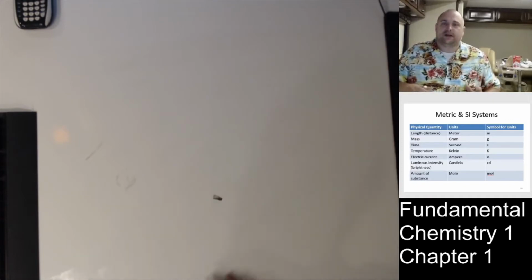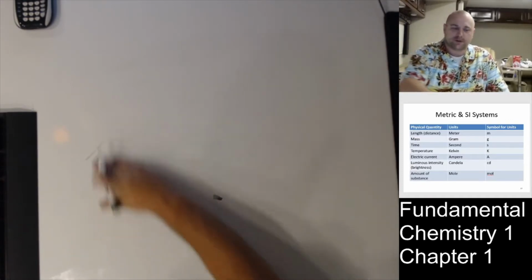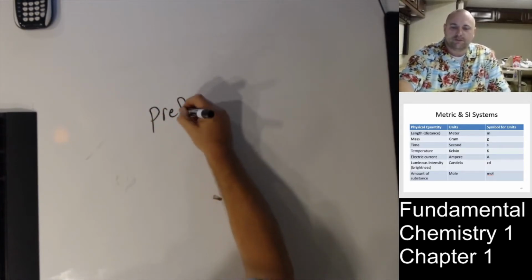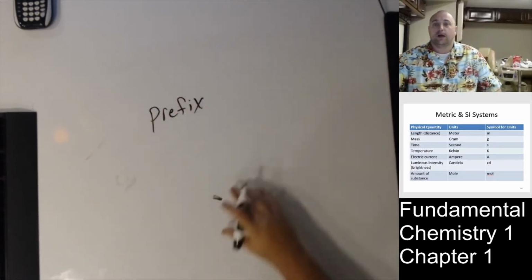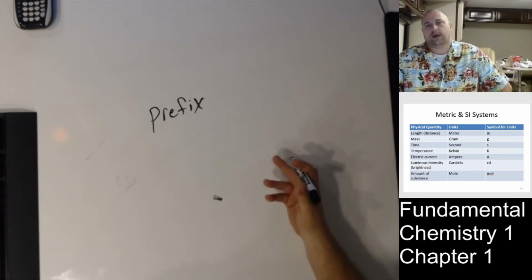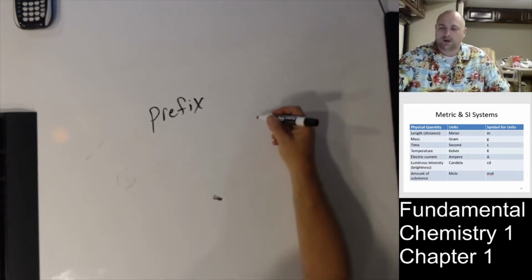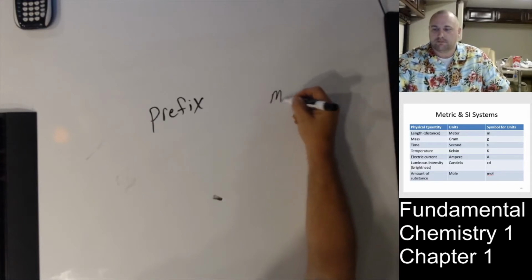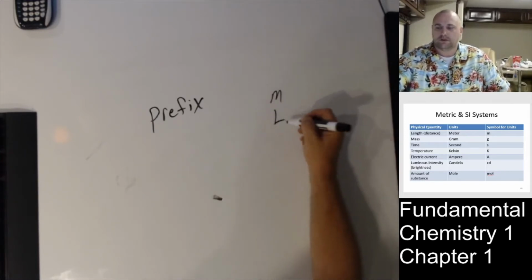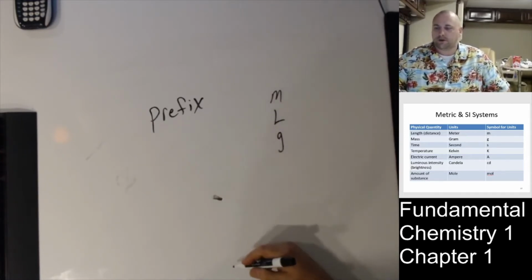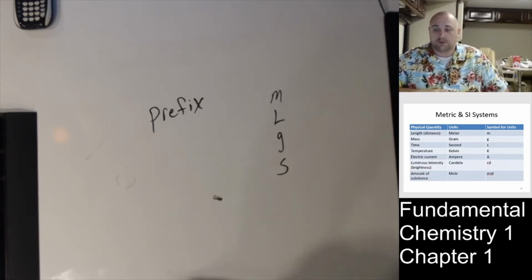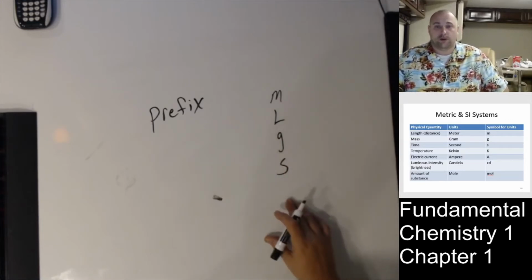Now, another thing that you have to be careful about with the metric, the whole secret to the metric, is it uses this idea of a prefix. All right. And a prefix comes at the beginning. So the base units we see in metric, meter, liter, gram. We even see seconds. Okay. So a prefix will come before those.